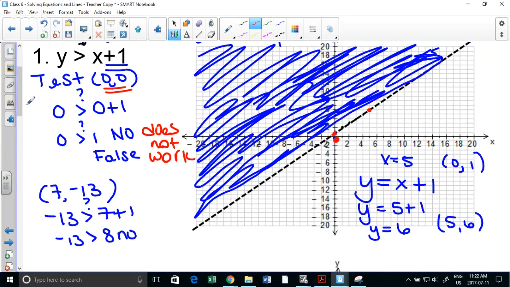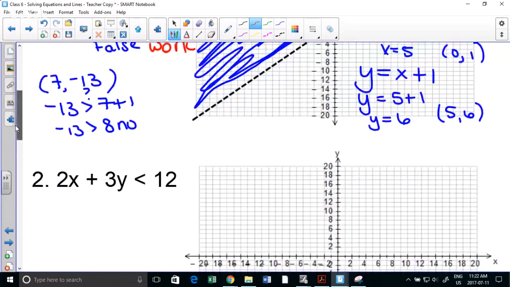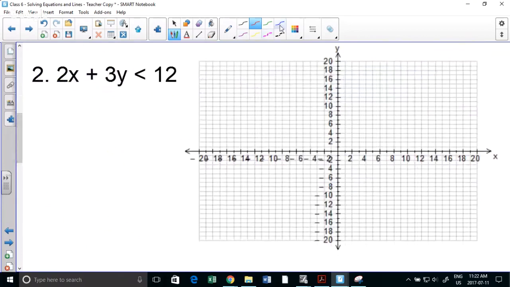So let's take a look at a second one. Maybe that'll clear it up a little bit on how to shade. Okay, you need to graph your line. The simplest way to do this is to get your intercepts. So if I'm getting my intercepts, I'm dealing with this line right now. When I'm graphing, I'm pretending this doesn't exist.